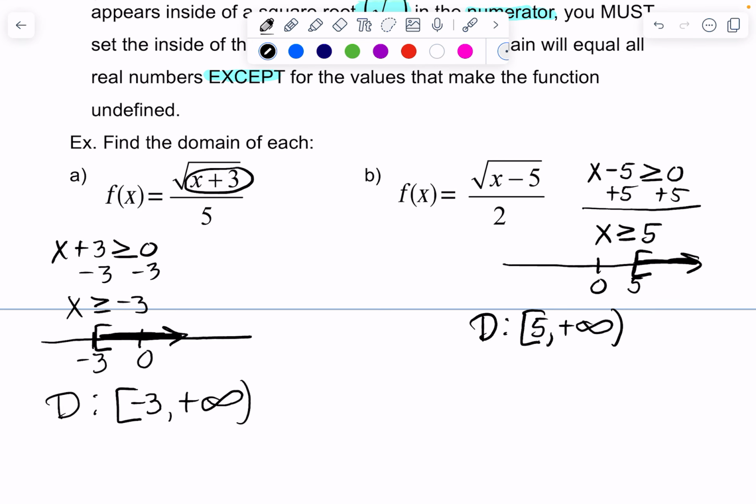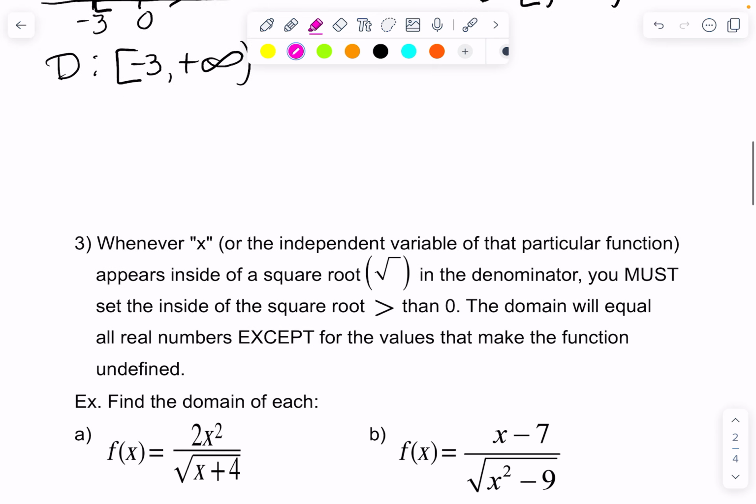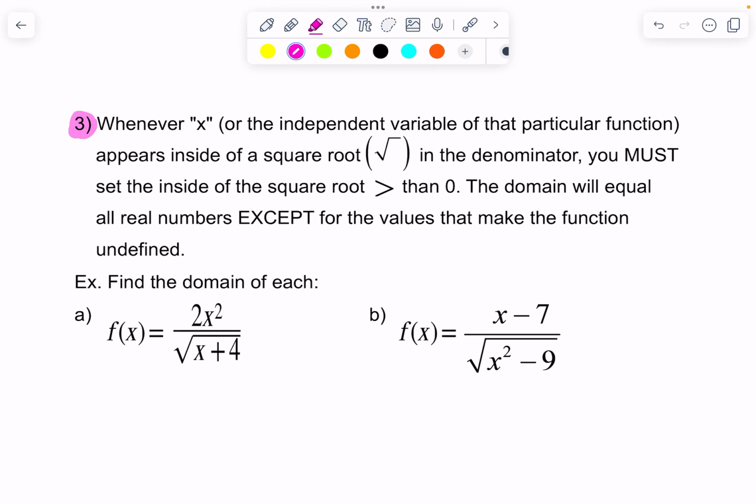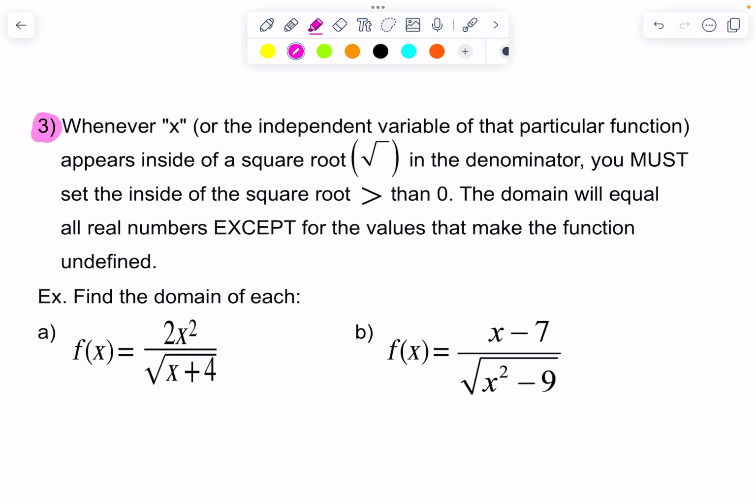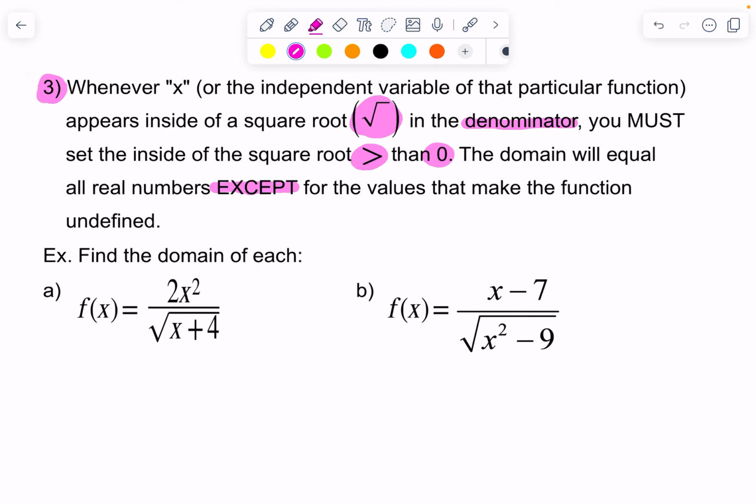All right, third exception here. For the third exception, we're dealing with whenever x, or the independent variable of that particular function, appears inside of a square root, but this time in the denominator. When that occurs, you must set the inside of the square root or the radicand to simply greater than 0. Please remember that you cannot set it to greater than or equal to 0 because it's in the denominator, and you cannot have a 0 in the denominator. The domain will equal all real numbers except for the values that make the function undefined.